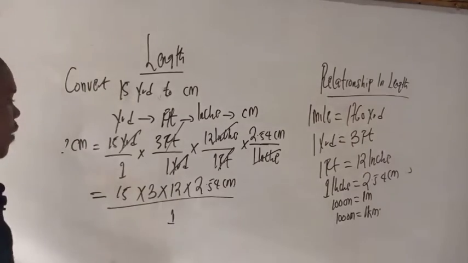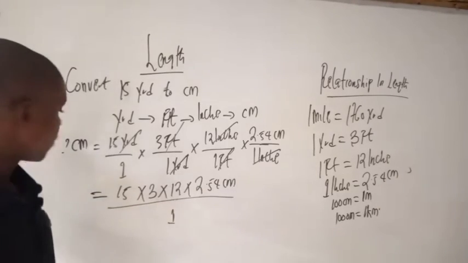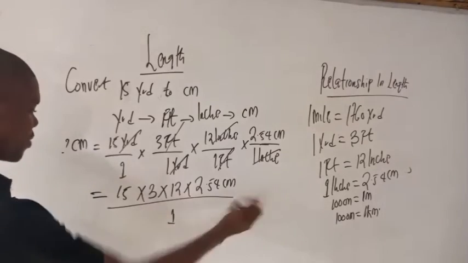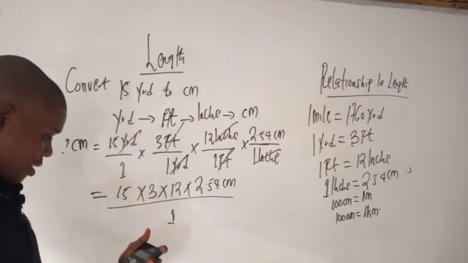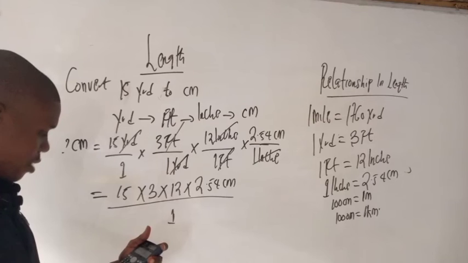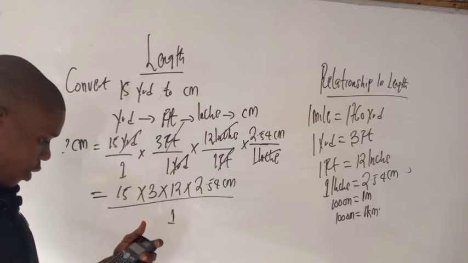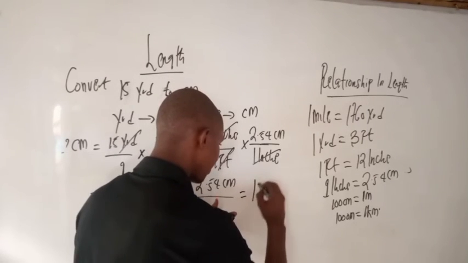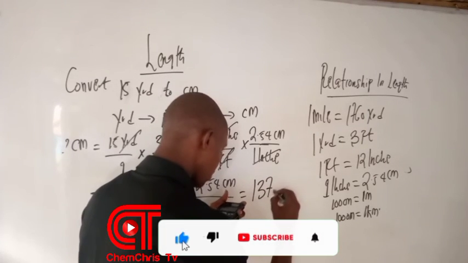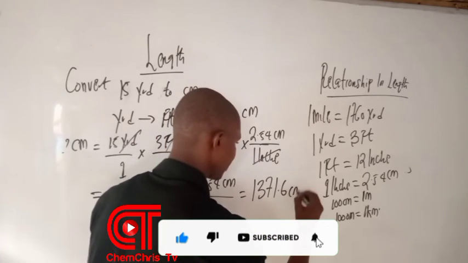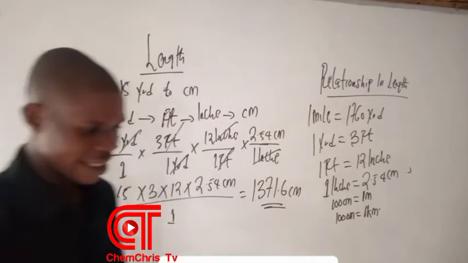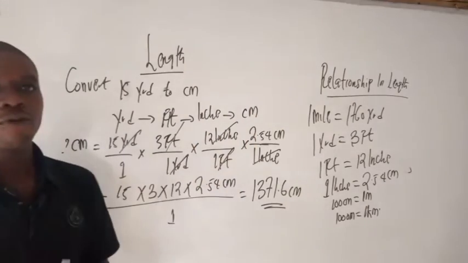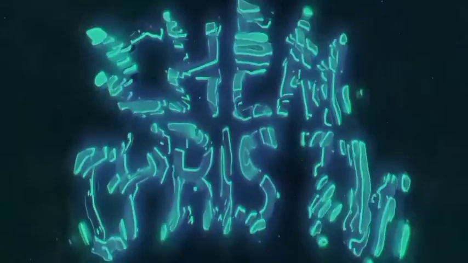So what I have to do is multiply your values and get your answer: 15 times 3 times 12 times 2.54. Here we have 1371.6 centimeters. So that is the answer. You can see how easy it is to do your conversion process.